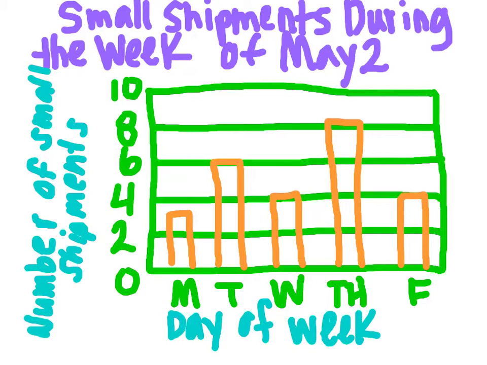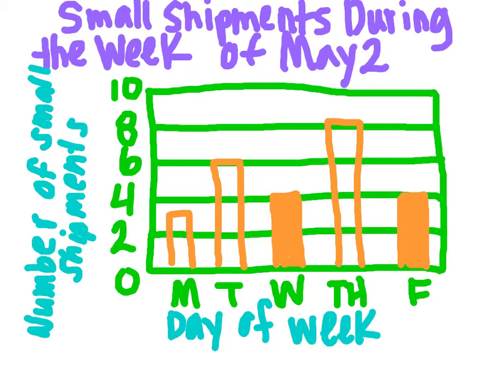Now I need to use this information to answer the questions. Number 1 says, were the number of shipments the same on any days? If so, on which days were the number of shipments the same? Looking at this, on Wednesday I have 4, and on Friday I have 4. So I would write on that line that Wednesday and Friday had the same number.